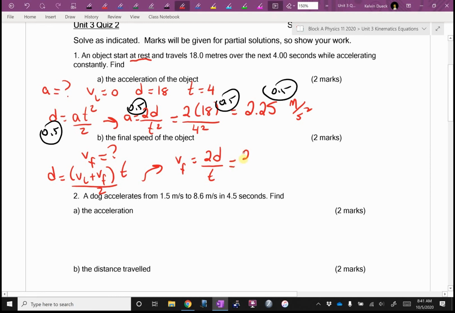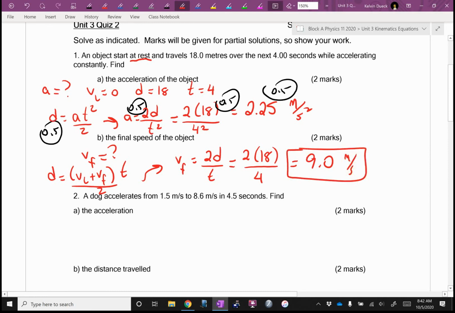So it's going to be 2 times 18 divided by 4, 36, 9? Yeah, 9. I'm going to go 9.0 to 2 sig figs just to impress myself, but if you didn't, that's fine. And it's meters per second.